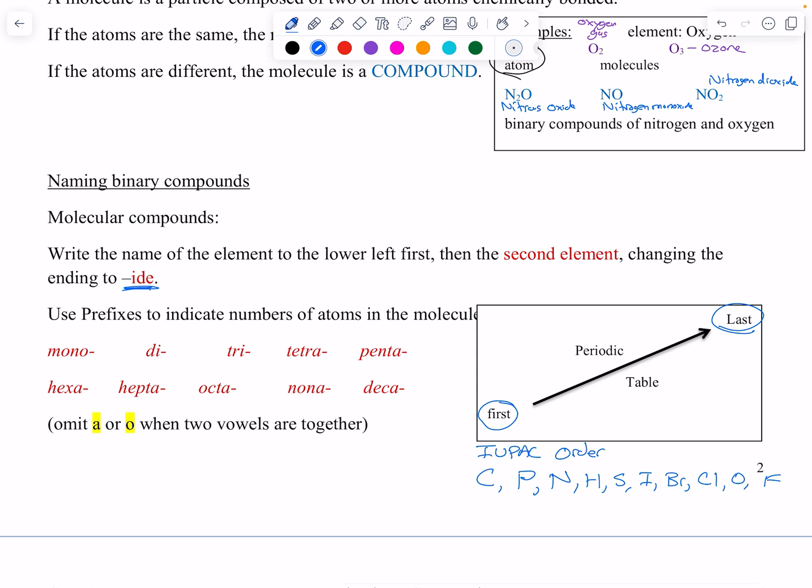If you get them out of order a little bit, it's not the end of the world. Okay, don't memorize and stress about this order. But that's the order. Now, how many of each atom? And I kind of did it up top with the nitrogen monoxide and nitrogen dioxide, right? We use prefixes here, right? Okay, mono is 1, di is 2, tri is 3, tetra is 4, penta is 5, hex is 6, hepta is 7, octa 8, nona 9, different language, and deca is 10.